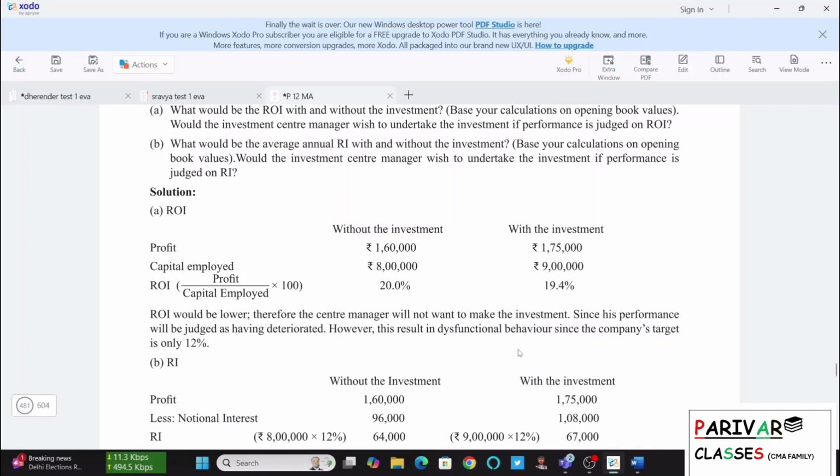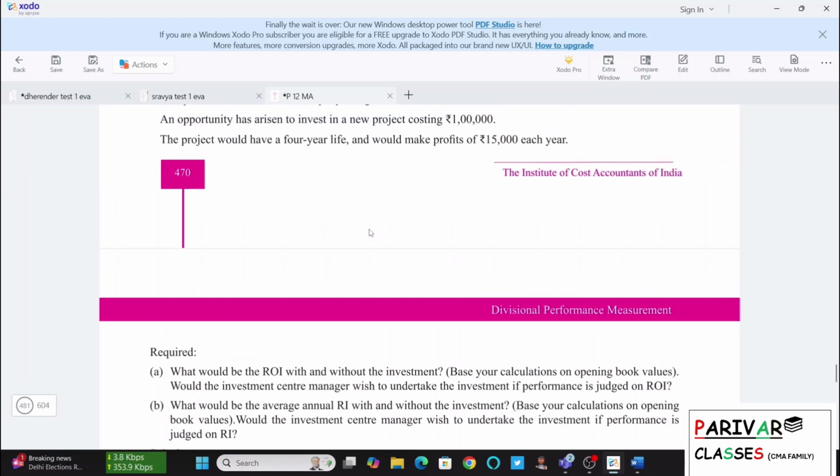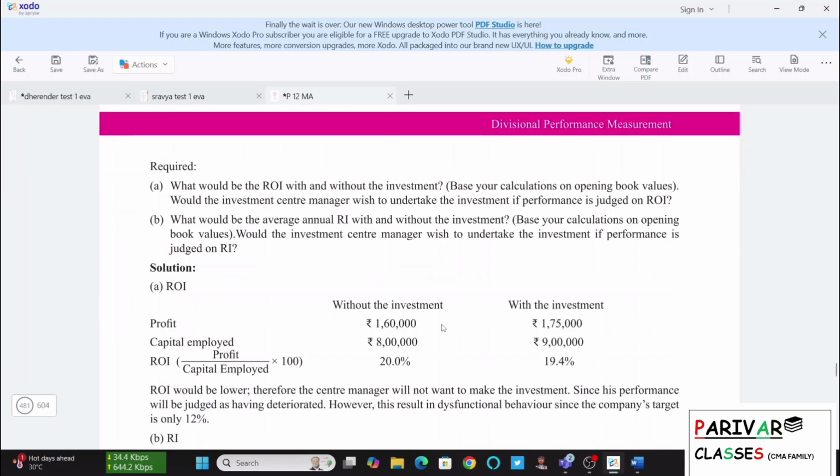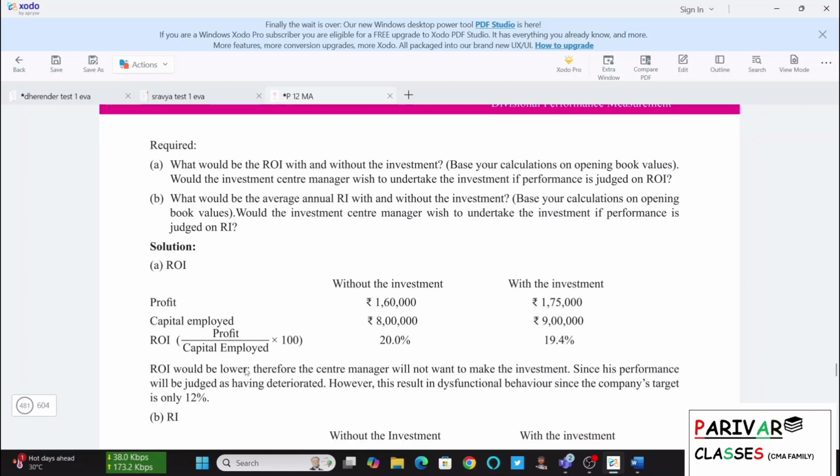However, this result is in dysfunctional behavior since the company's target is only 12 percentage. He's saying company's target is just 12 percentage only. Even though 20% reduced to 19.4 percentage, if we compare the absolute values, 1,60,000 increased to 1,75,000. Actually, your profit is increasing and you are also earning above 12 percentage. Above 12 percentage, you don't need to compare this 20 and 19.4 percentage. We have to compare the absolute figures only.